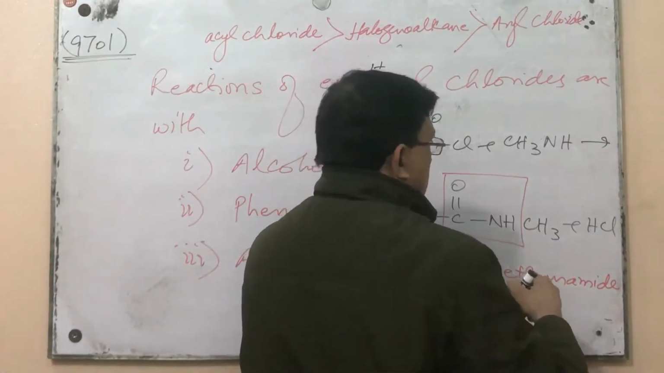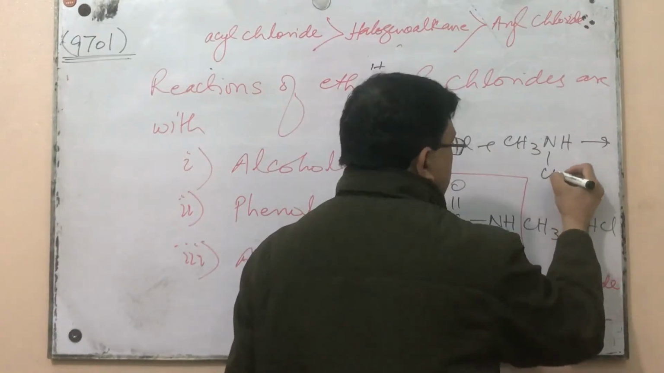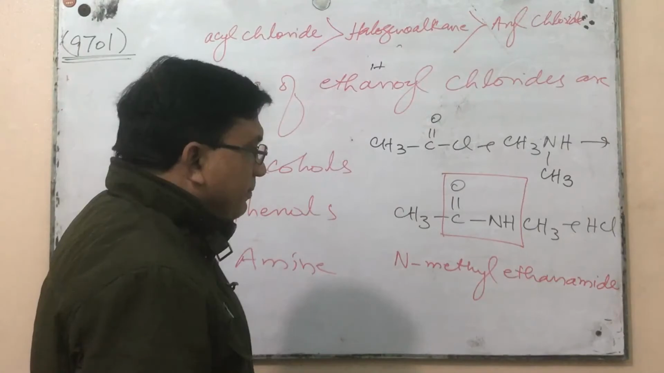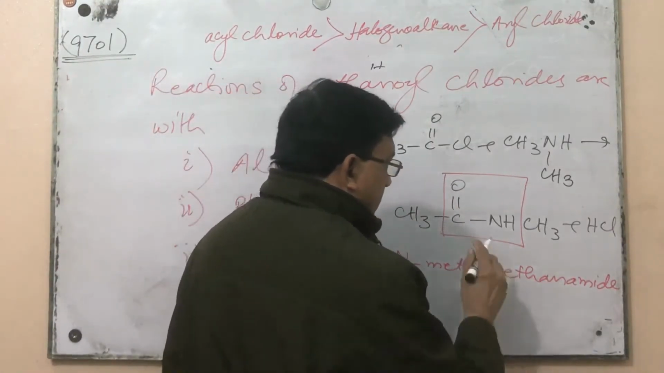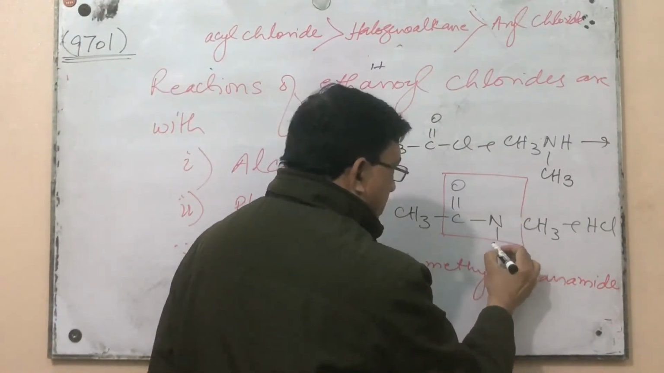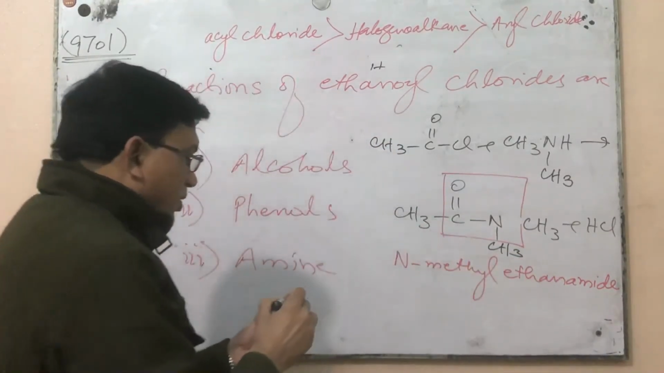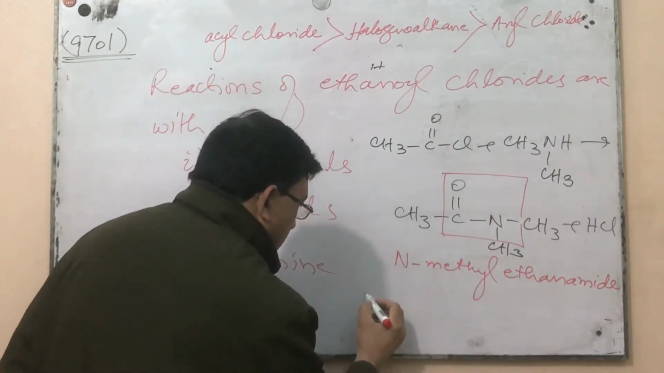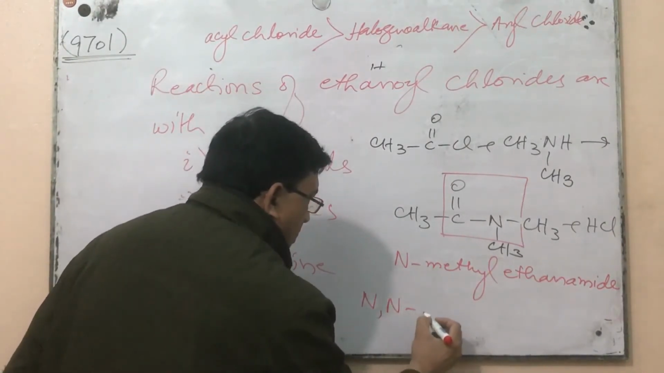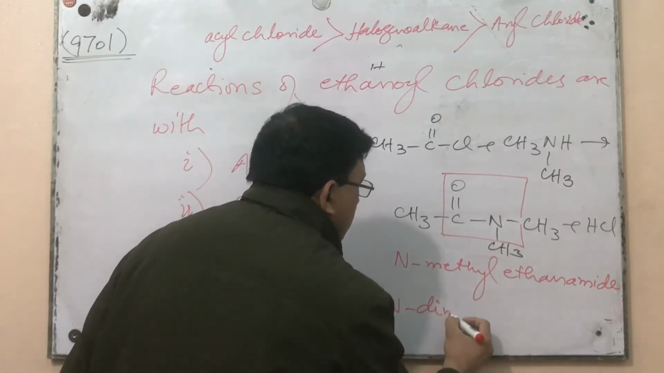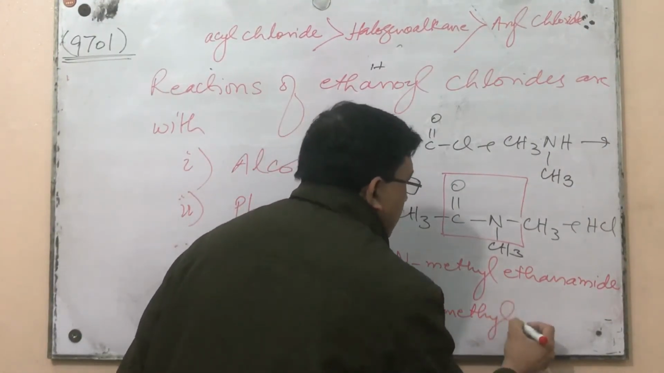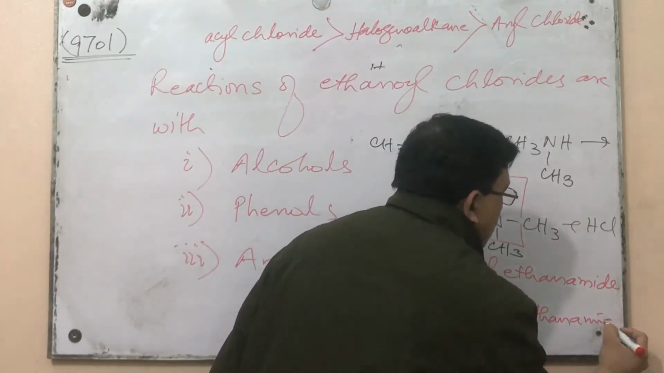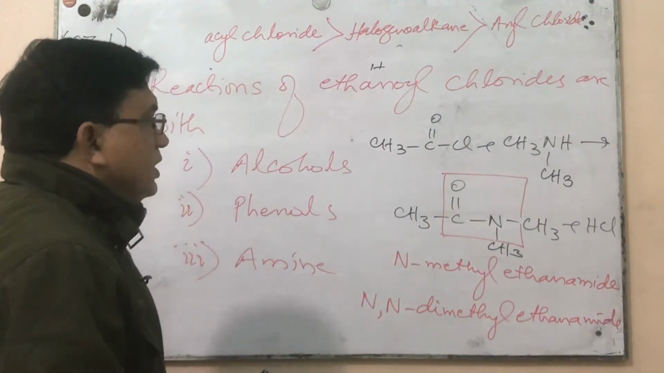And if we use a substituted amine, this is dimethyl or secondary amine, that will give us another product just like this. The name of this compound will become N,N-dimethyl ethanamide. This will become just like this.